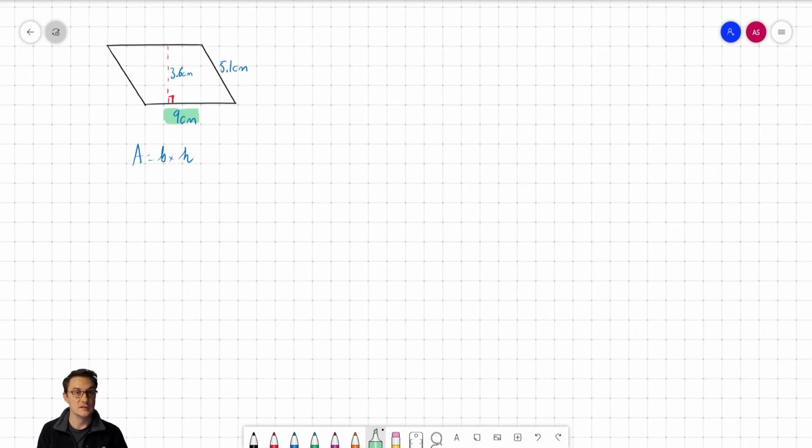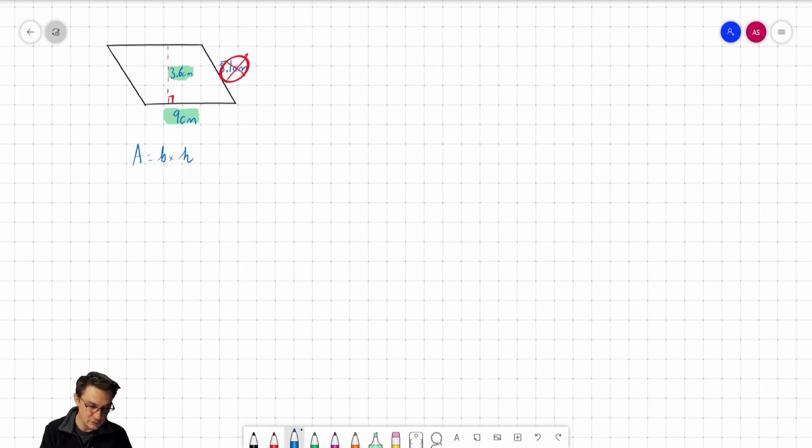Now, the next one is to work out the height. And there are 2 numbers here which could represent either of these. In this case, what we need is this 3.6 centimeters here. What they're trying to do with the 5.1 centimeters is give you the length of this side over here. They're not giving you the height. And so this number is designed to trick you. You don't actually need it, so we can cross it out and forget about it. It's fair to trick us.